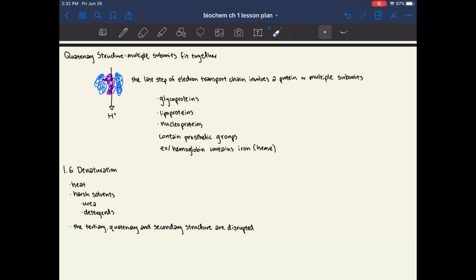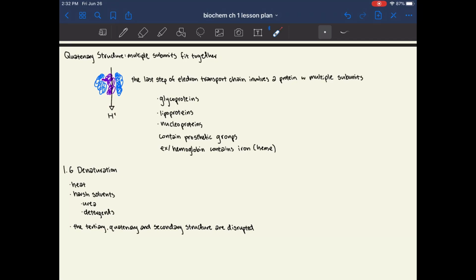Quaternary structure is when multiple proteins fit together to do one function together. When multiple proteins fit together, each of these smaller proteins is known as a subunit. For example, the very last step of electron transport involves a protein that has many different subunits, which I've shown here in different colors, and they come together to do one function, which in this case is to allow H+ ions back into the mitochondria.